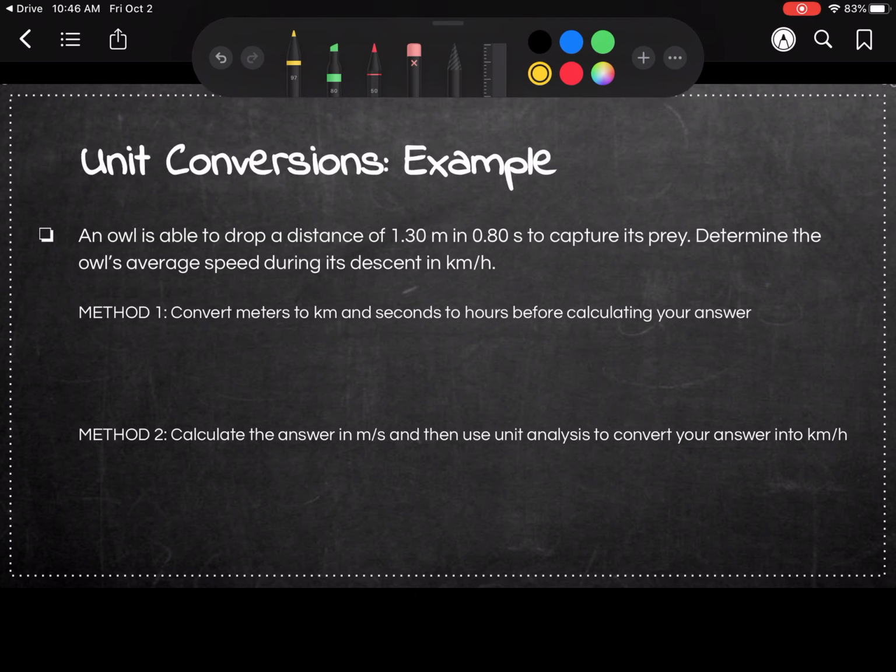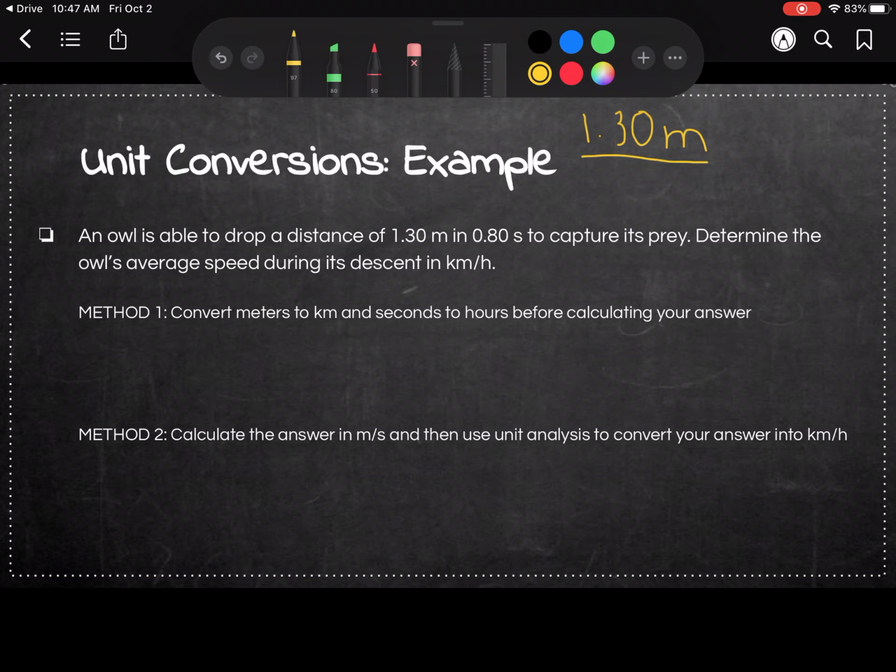Okay, here's a unit conversion example. It says an owl is able to drop a distance of 1.30 meters in 0.8 seconds to capture its prey. Determine the owl's average speed during its descent in kilometers an hour. So they give us it in meters per second.